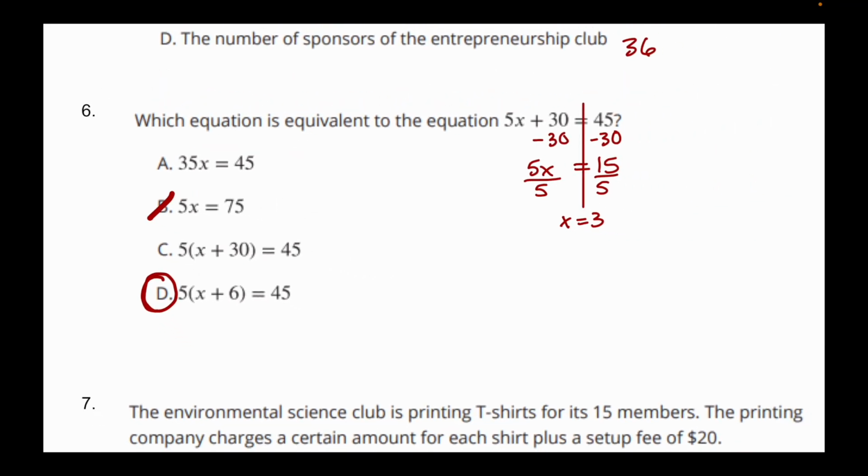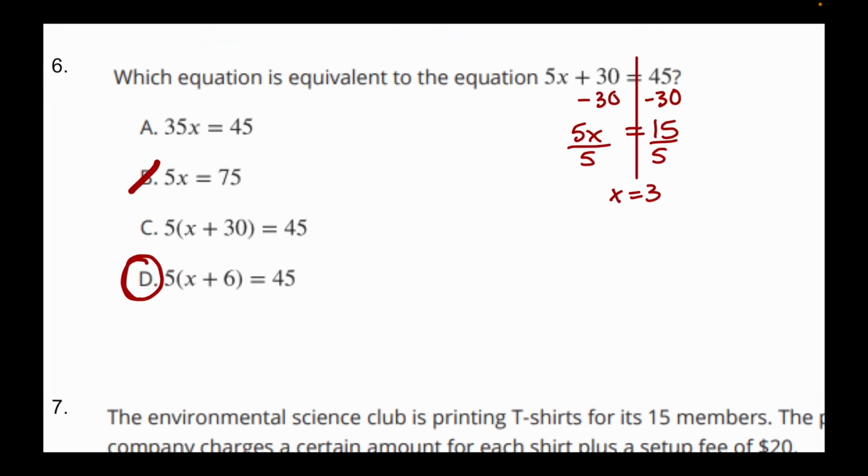And this was, I'm going to say what they did. So I would say factor out, and then I'll write in here reverse distribute.